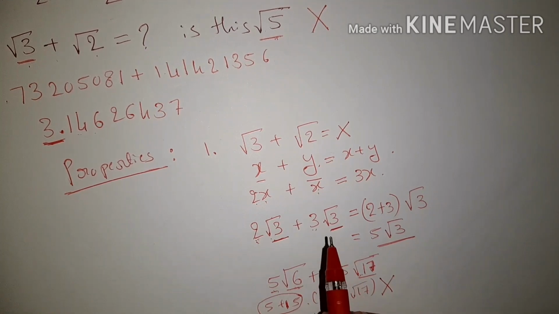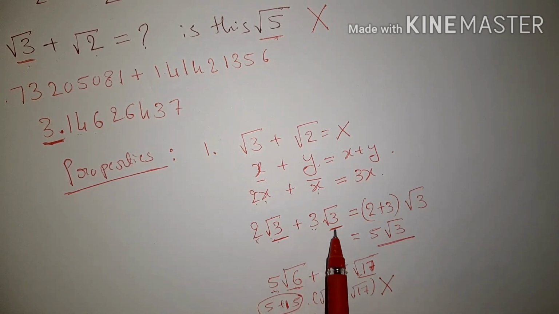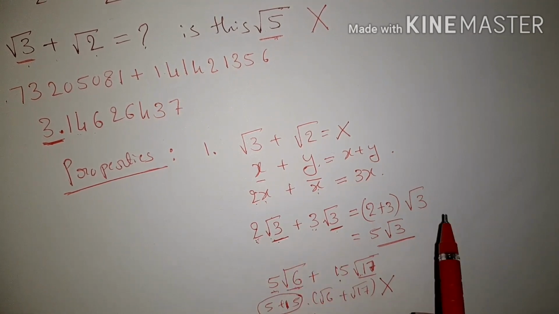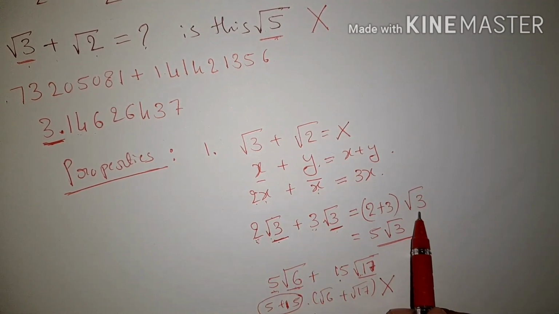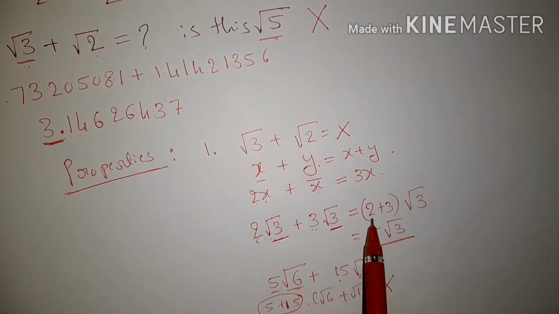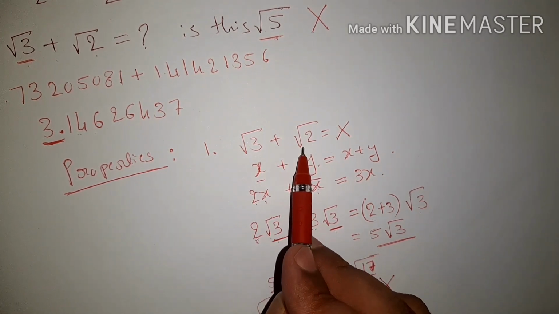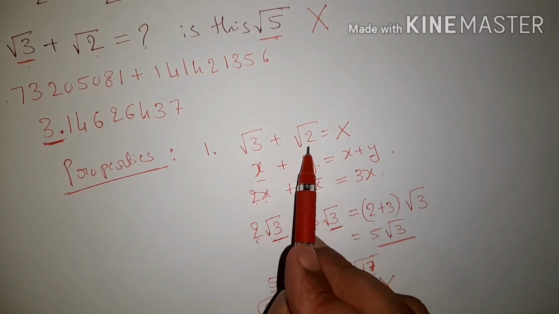First, if somebody gives the surds, we should check whether we have common surds. If we have common surds, those common surds should be taken as common. Then whatever real numbers are left outside, those must be added. If commons are not there, then keep it as it is without adding.